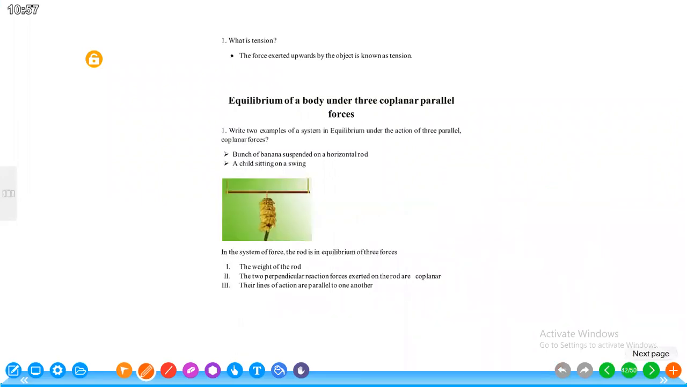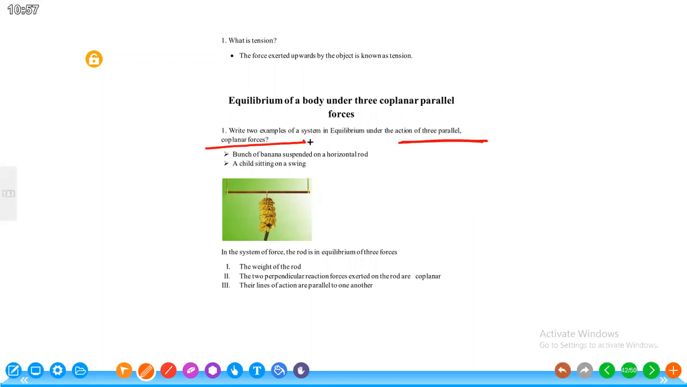Then I already explained what tension is. The force exerted upwards by the object is known as tension. Now we are going to study equilibrium of a body under three coplanar forces. Sometimes a question like this is asked in the exam paper: write two examples of a system in equilibrium under the action of three parallel coplanar forces.